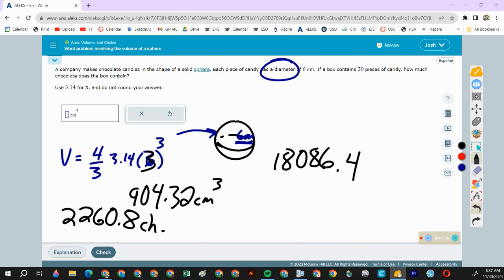Chocolates. All right, that is it. Get to work.